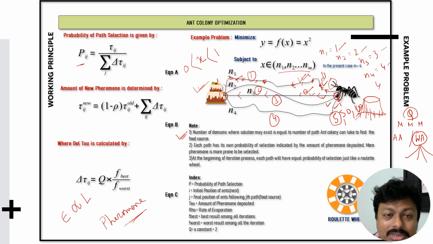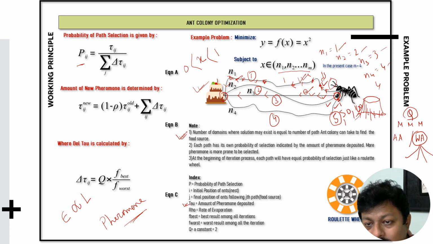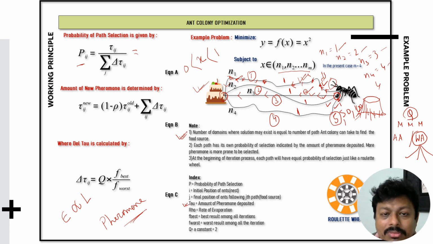Now this tau is the amount of pheromone deposited in the path, divided by the total amount of pheromone deposited among all the paths. That means if 1 unit of pheromone is deposited in each of the 4 paths, then the total amount of pheromone deposited in all the 4 paths is 4. So the probability of path selection will be 1 by 4, 0.25.